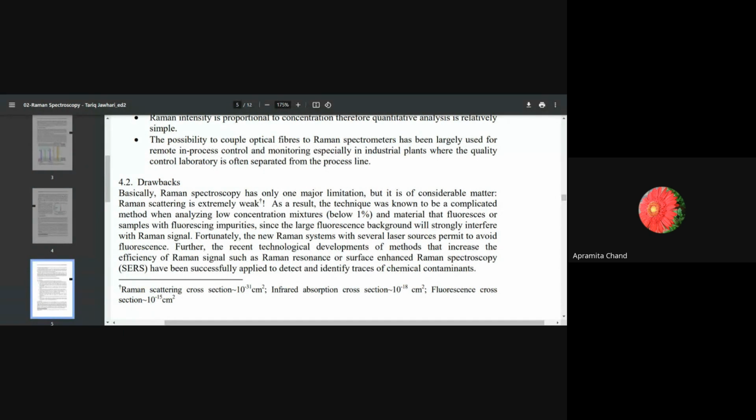It has been successfully applied to detect and identify traces of chemical contaminants. So if something is present in trace amounts and the Raman signal is weak, we would not get it. But because we now have enhanced sources like Raman resonance or SERS, we can detect and identify traces of chemical contaminants.